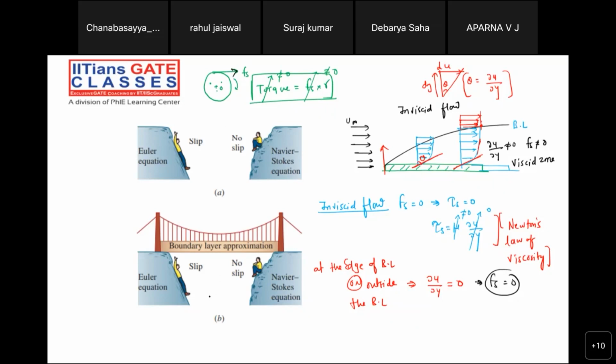Check it out. All of you, please check it out. If the shear force is not equal to zero inside the boundary layer, the torque will also be not equal to zero. And if the torque is not equal to zero, this fluid element will start rotating. That's why inside the boundary layer, we say that it is a rotational flow field.